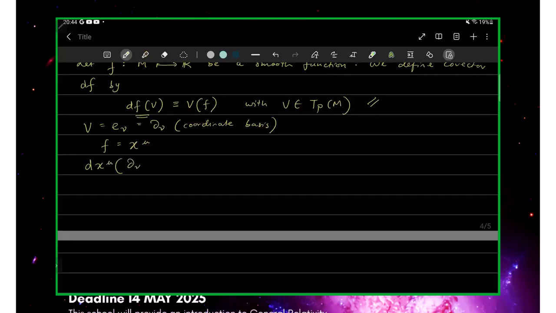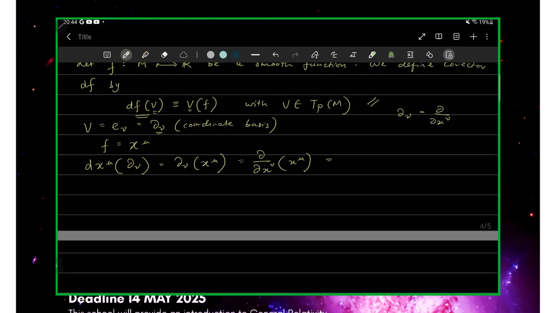Okay, so in that case, the equation above boils down to dx^mu acting on v, which is del_nu. And this should equal v, which is again del_nu, acting on f, which is x^mu. Now, like I said, del_nu is just del by del x^nu, right? So this would mean that I am acting del by del x^nu on x^mu. And what should that give me?